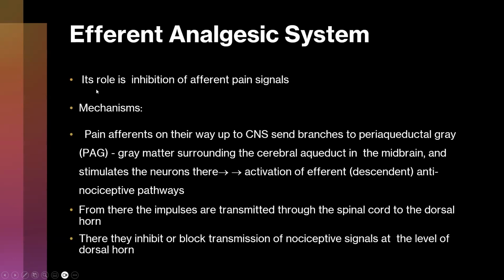Afferent analgesic system. Its role is inhibition of afferent pain signal and mechanisms. Pain afferents on their way up to the CNS send branches to the periaqueductal gray, or PAG, that is gray matter surrounding the cerebral aqueduct in the midbrain, and stimulate the neurons there. So there will be activation of descending anti-nociceptive pathways. From there, the impulses are transmitted through the spinal cord to the dorsal horn. There they inhibit or block the transmission of nociceptive signals at the level of the dorsal horn.